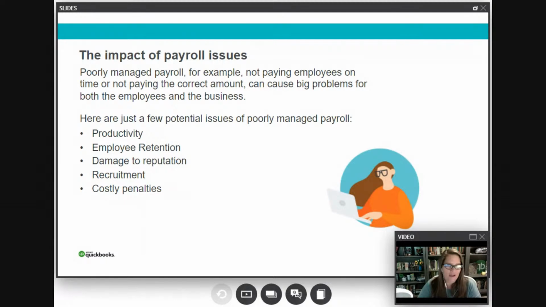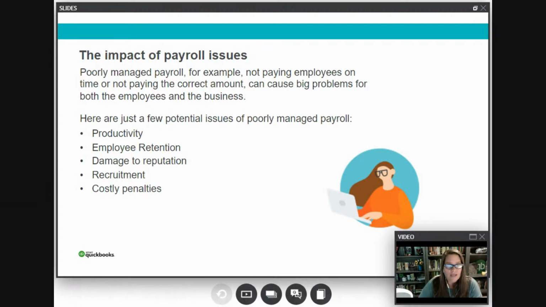And if you have poorly managed payroll, and you're not paying employees on time, or you're not paying the correct amount, this is going to cause really big problems. You're probably not going to have those employees working for you, or the company's probably not going to have those employees working for them, for very long. So just a couple of issues that are related to poorly managed payroll. The productivity one. This means that they're going to be less motivated. The employees are going to be a lot less interested in making sure that they get their job done well and they get their job done on time. If there's constant payroll errors.